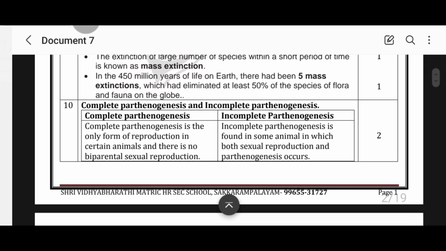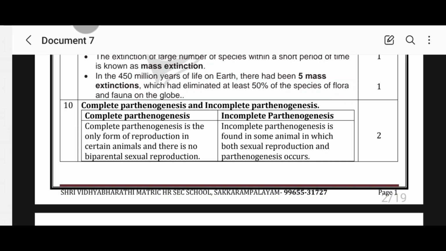Next, question number 10, taken from chapter 1, the parthenogenesis topic. Difference between complete parthenogenesis and incomplete parthenogenesis. Complete parthenogenesis is the only form of reproduction in certain animals, and there is no biparental sexual reproduction. Parthenogenesis means development of an egg into a complete individual without fertilization. There is no fertilization in the parthenogenesis concept. So complete parthenogenesis means there is no biparental sexual reproduction.